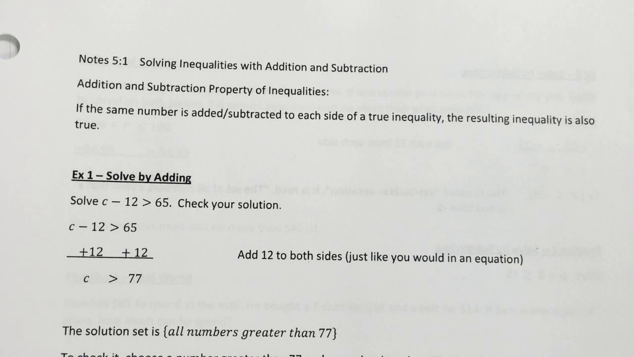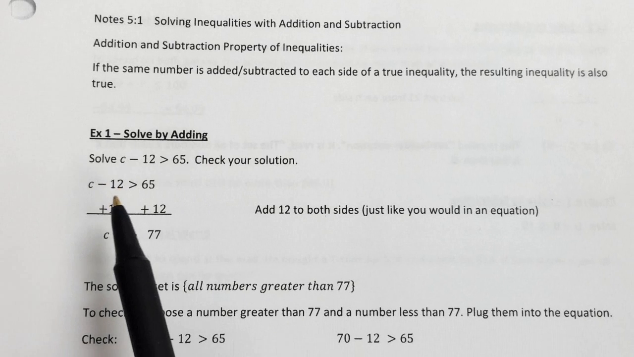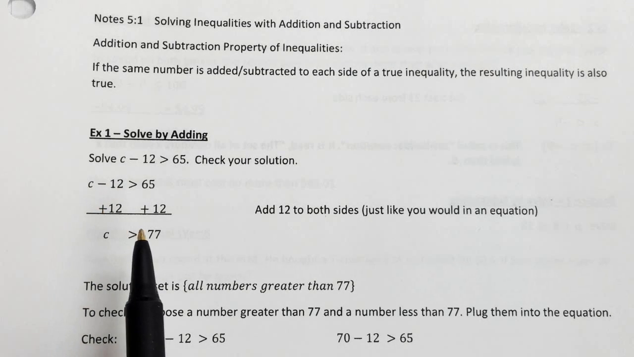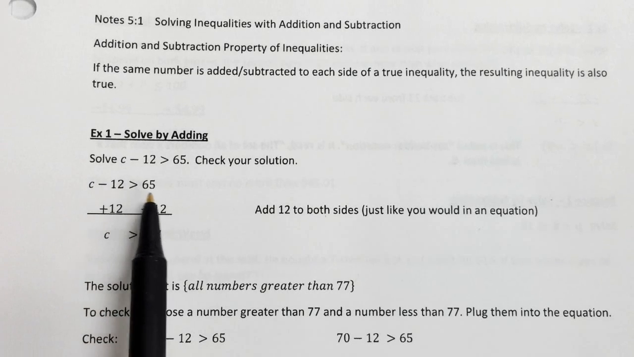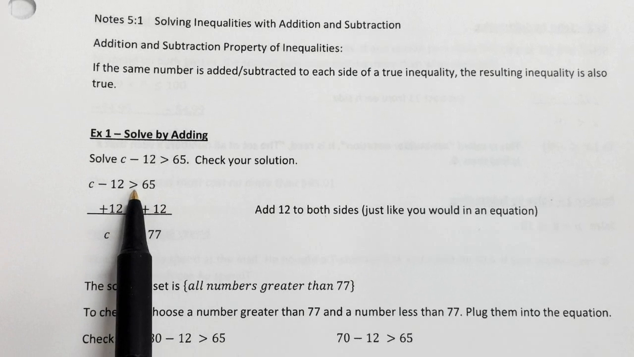So an inequality is something that has the greater than, less than, greater than or equal to, or less than or equal to. This first one is already worked out for you. Hopefully you see this is exactly like a one-step equation. So we have C minus 12 is greater than 65. Just like a one-step equation, pretend this was an equal sign here.